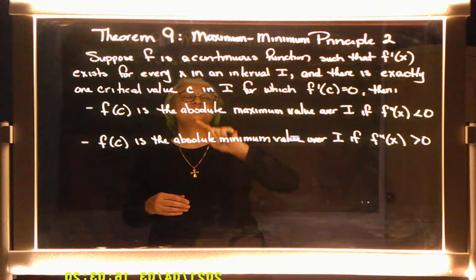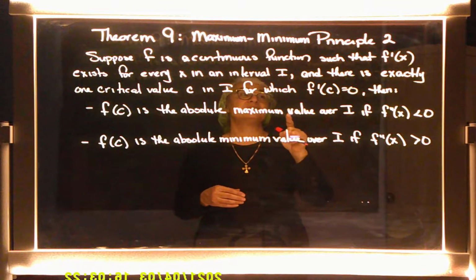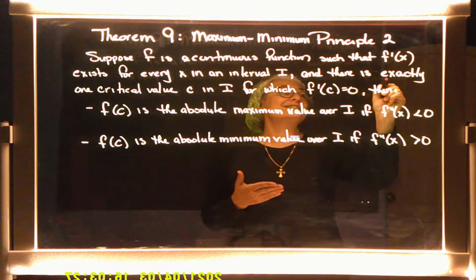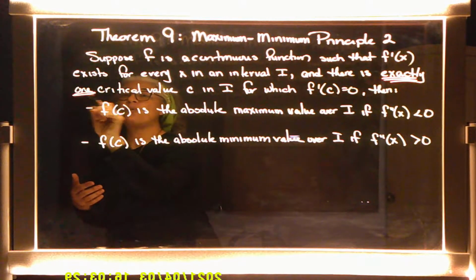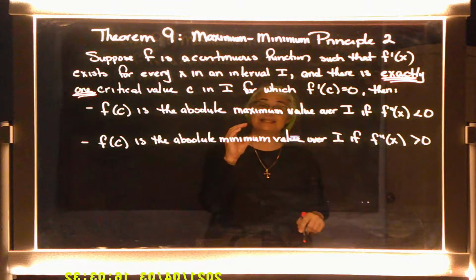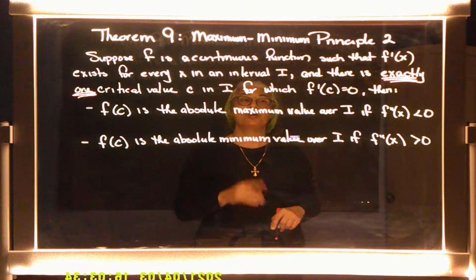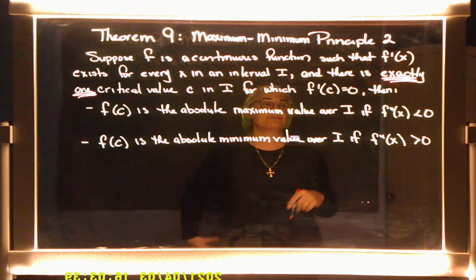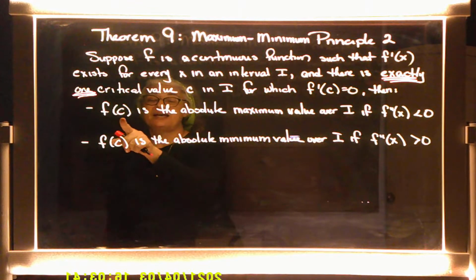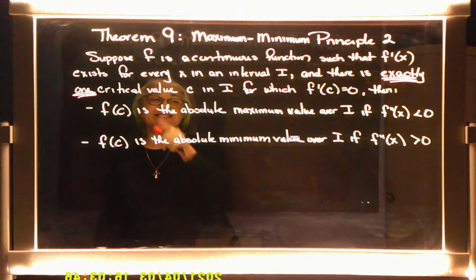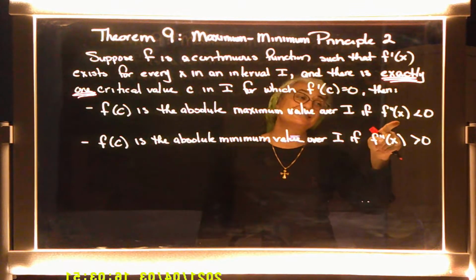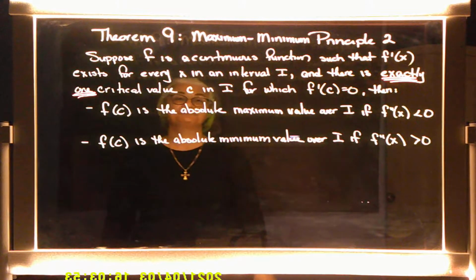And so I've got this continuous function, and the first derivative exists for every x in that interval, and there is exactly one critical value c in I, for which f prime of c equals 0, which we're used to. Then f of c, that's the y value at c, is the absolute maximum value over I if the second derivative is less than 0.